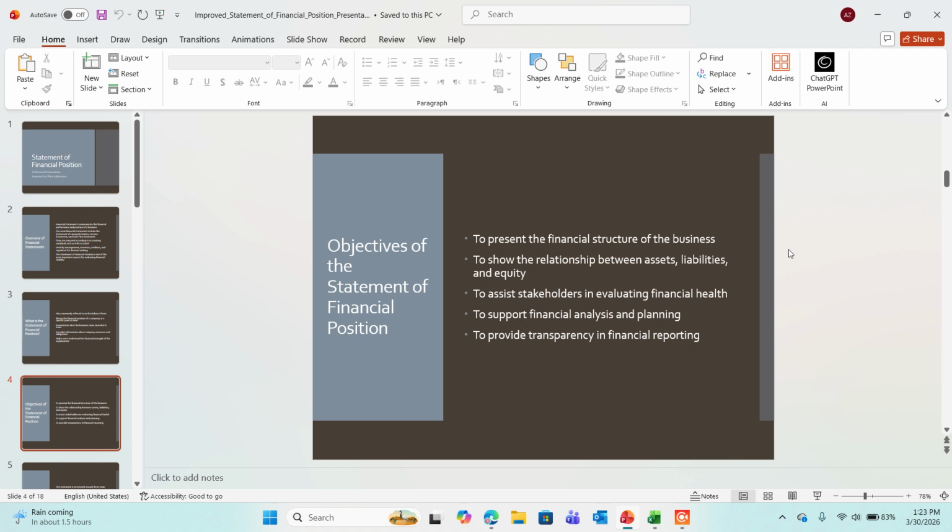Objective of the financial statement. The main objective is to present the financial structure of the business clearly. It helps stakeholders understand how resources are financed through debt or equity. It supports decision making for investors, lenders, and management. It ensures transparency and accountability in financial reporting. It also serves as a base for financial analysis and ratio calculation. They provide transparency in financial reporting to support financial analysis and planning.